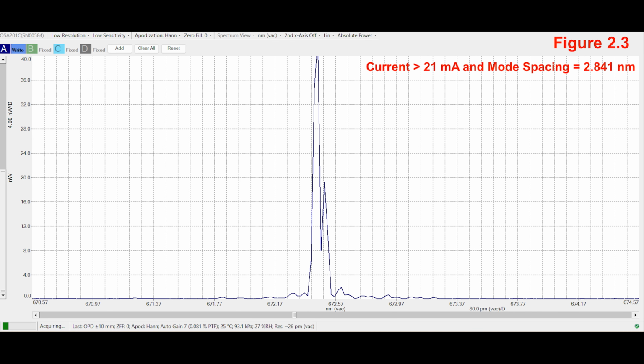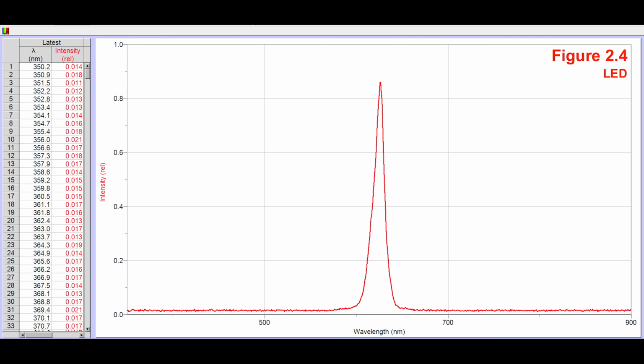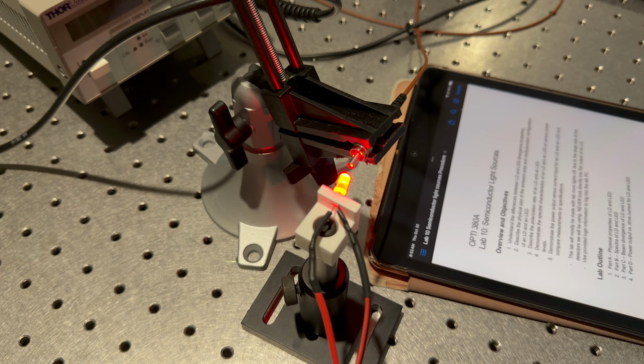Above 21 milliamps, peaks appeared about 2.84 nanometers apart, larger than the 0.033 nanometers from Part A, likely due to measurement error in estimating the LD cavity length. The LED spectrum showed a broad red peak consistent with the reference data. Overall, this experiment illustrated how current drives lasing and contrasted the narrow spectrum of a laser with the broad output of an LED.